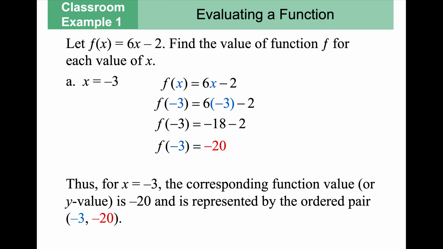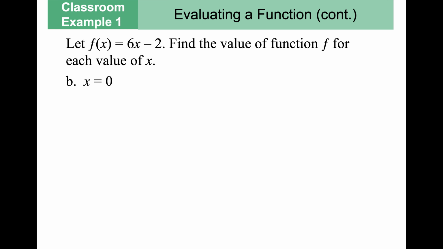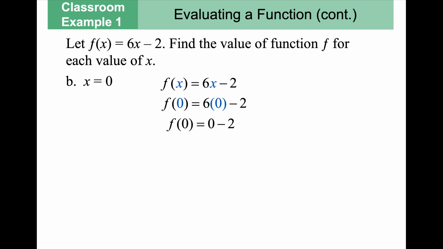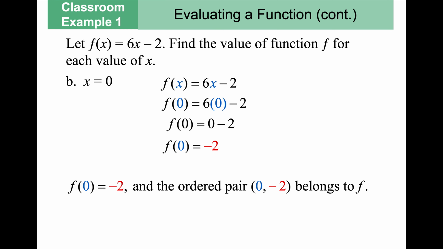Again, context. If I'm graphing, I might want to use the point -3, -20. If I'm looking at an equation, I'm probably going to want to use f of -3 equals -20. Let's look at this next example. I'm going to write it in function notation, and I'm going to get f of 0 equals -2. Again, that is the ordered pair 0, -2, and depending on the context, it might be helpful to write it one way or another.